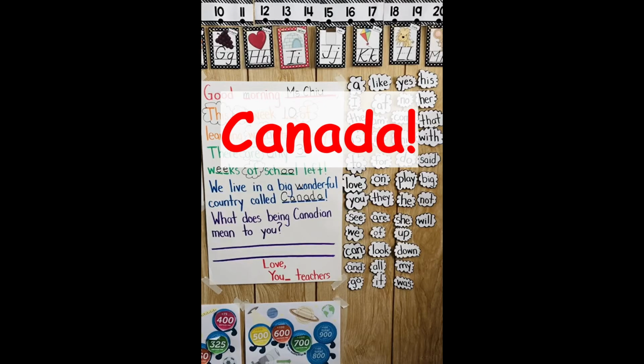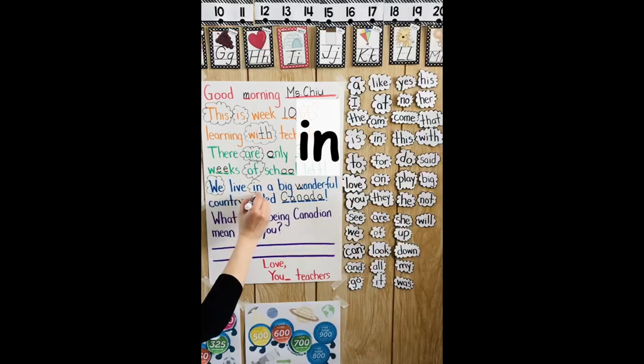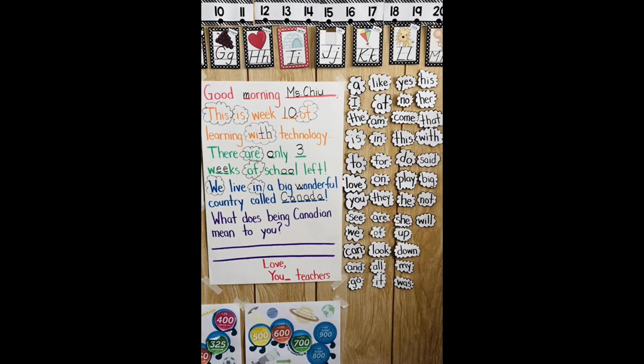We live in a big, wonderful country called Canada. Now let's pop. Can you find the word we? W-E spells we. That's a list 1 word. Next, can you find the popcorn word in? I-N spells in. When you found it, turn it into a big popcorn. We also have the popcorn word a. Can you find the popcorn word a? There it is.